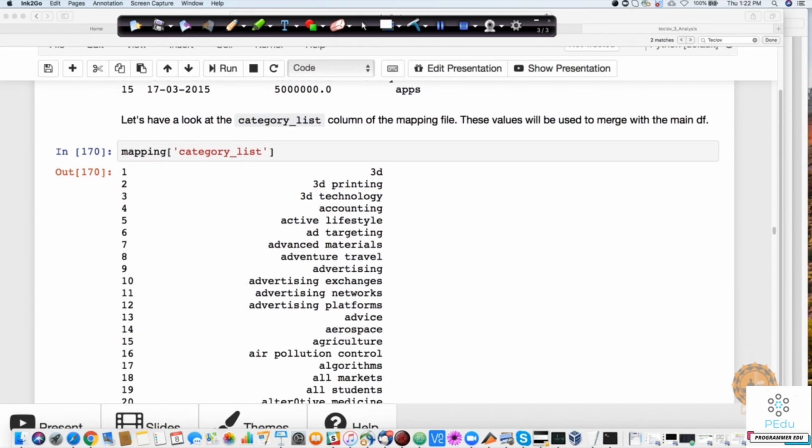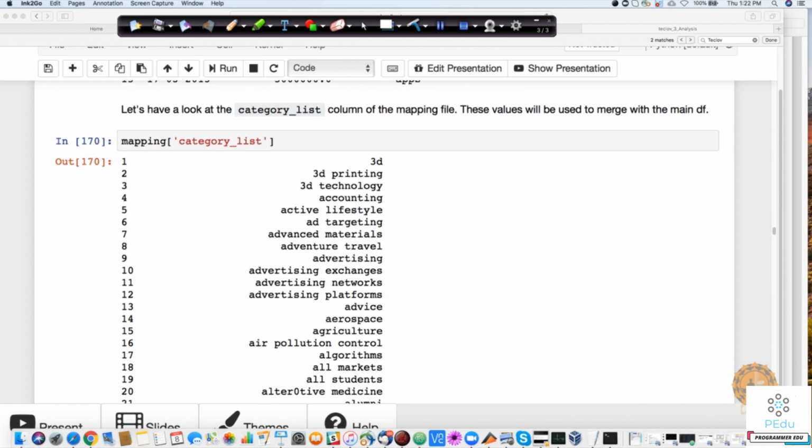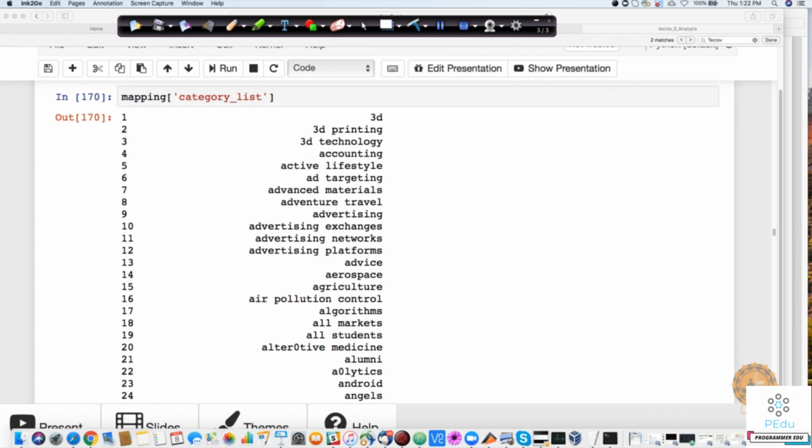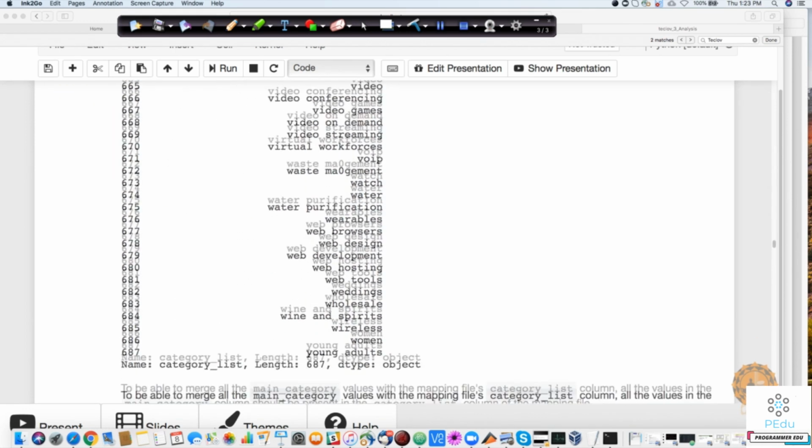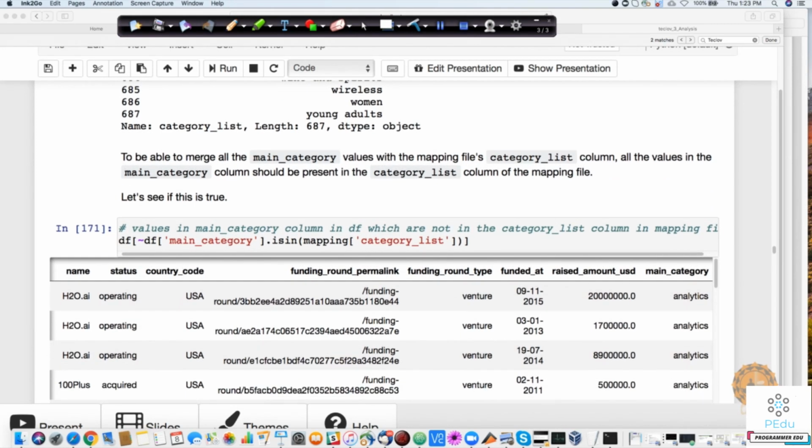Now we have to do a few more analyses. That's what we have inferred, but let's do some more. Let's look at the category list column present in my mapping, and you will notice that it is very important to do this step. You really cannot skip it, and you will get the reason in a few minutes why. This is the data we have, but just like how we did it for company name, where we looked at the company names which were not present in the other company name column, we're going to do something similar here as well.